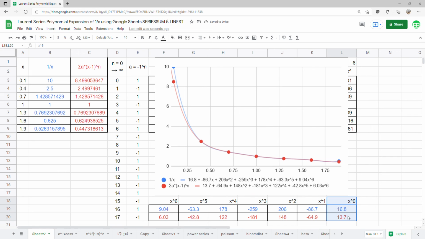Coefficient of x to the 0, 16.8, 13.7. Coefficient of x, minus 86, minus 64.9. Coefficient of x squared, 206, 148. Coefficient of x cubed, minus 259, minus 181. Coefficient of x to the 4th, 178, 122. Coefficient of x to the 5th, minus 63.3, minus 42.8. Coefficient of x to the 6th, 9.04, 6.03. This completes the use of SERIESSUM LINEST in the polynomial regression of the Laurent series expansion in Google Sheets.